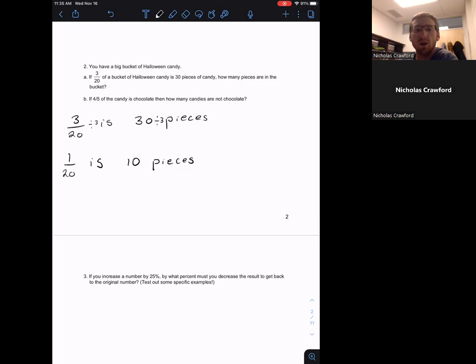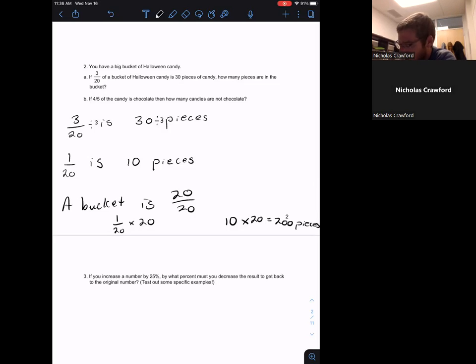So I want to figure out what is essentially 20/20. So a bucket, right? Like the full bucket is 20/20. So to get 20/20 from 1/20, I'm going to take 1/20 and multiply it by 20. That'll give me one full bucket. So I better take 10 and multiply it by 20, which will give me 200 pieces. Okay, so one bucket is 200 pieces.